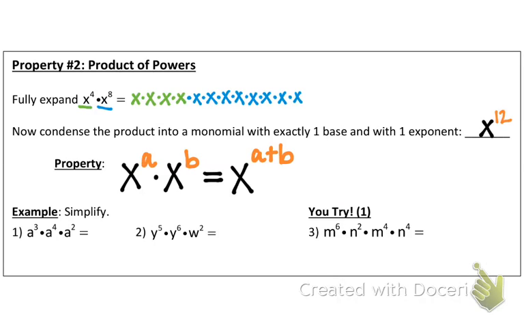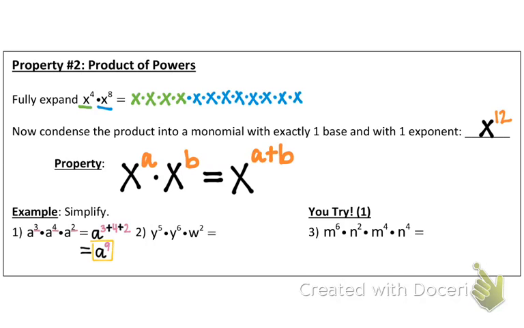In number 1, we have a cubed times a to the 4th times a squared. They all have the same base of a, so that means when we combine our powers, they will have the base a. So we are going to take a cubed times a to the 4th times a squared, and we're going to add those exponents, 3 plus 4 plus 2, which becomes a to the 9th.